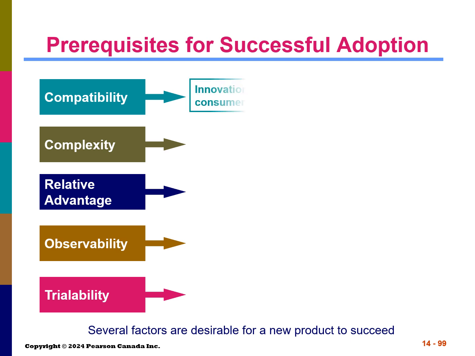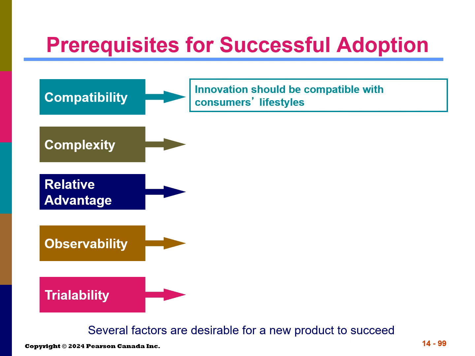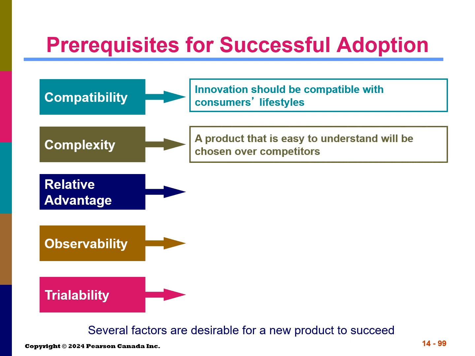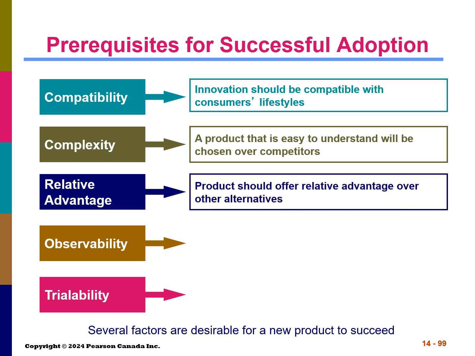The first factor is compatibility. The innovation should be compatible with consumers' lifestyles. For example, cream hair remover was introduced for men, but it was perceived to be too feminine. It wasn't seen as compatible with their self-image. The second factor is complexity. A product that's easy to understand will likely be chosen over a competitor's. The third factor is relative advantage. A product should offer a relative advantage over other alternatives. For example, Energizer green power batteries are better for the environment because they contain less mercury.